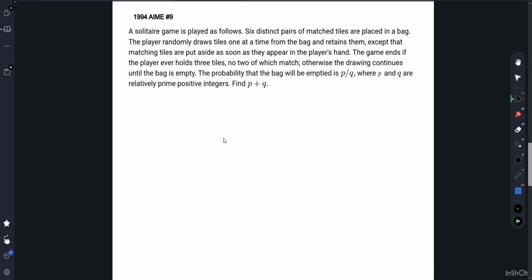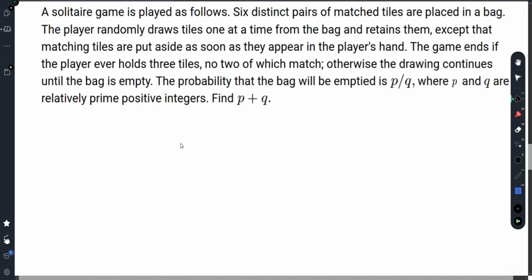The game ends if the player ever holds 3 tiles, no 2 of which match, otherwise the drawing continues until the bag is empty. The probability that the bag will be emptied is P over Q, where P and Q are relatively prime positive integers. Find P plus Q. So let's call our set A, B, C, D, E, F, A, B, C, D, E, F.